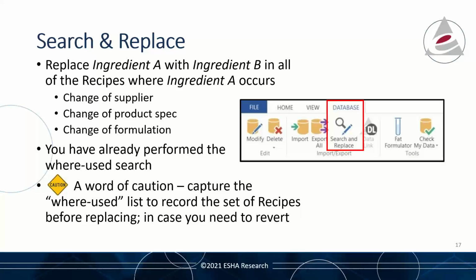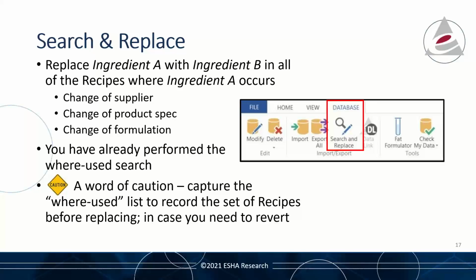So if you've already performed the where used search, and you have that list of recipes that contain the ingredient you're looking for, from the database menu in Genesis, you can choose the search and replace function to perform a swap of those ingredients.